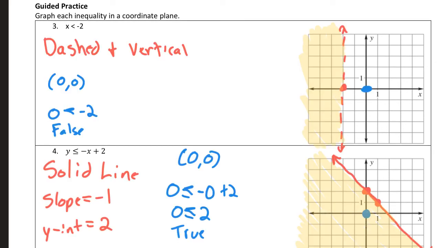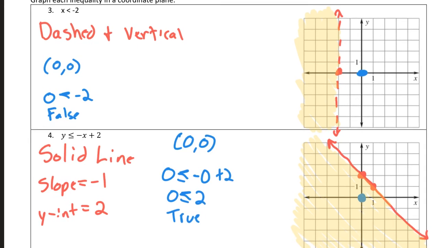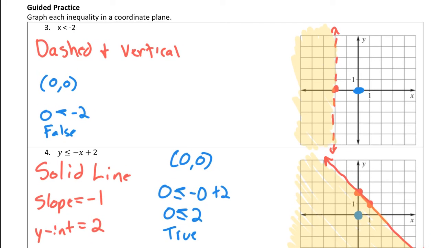Okay, so to explain the guided practice, number 3, it's x is less than -2, so I know that that is going to be a dashed line right off the bat, and it's a vertical line at x is -2. The point 0, 0, provided it doesn't fall on our line, I think that's the one that's the easiest to substitute in and see if it's a solution or not. So if I substitute an x value of 0 into this inequality, it makes that inequality false, meaning 0, 0 is not a solution, which means I shade the other side of that boundary line.